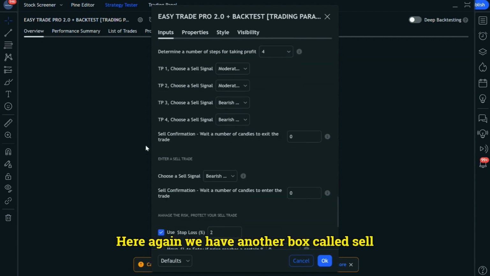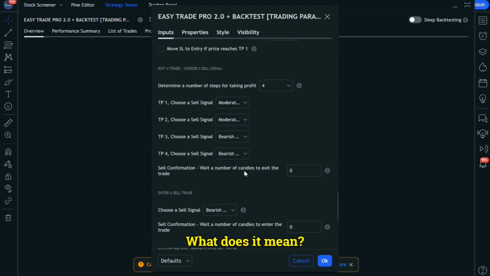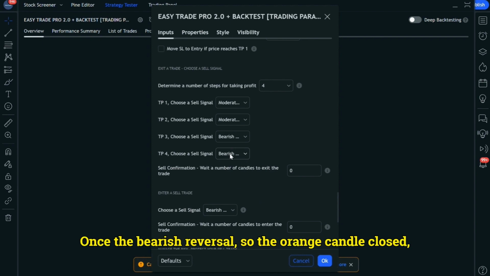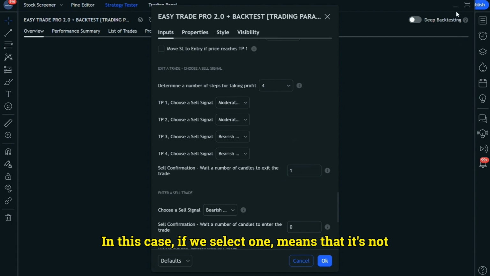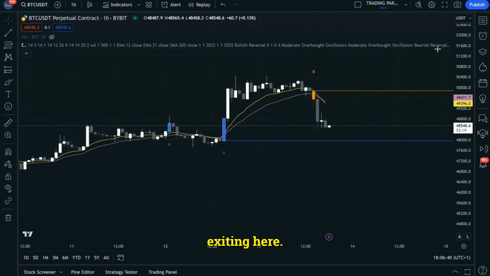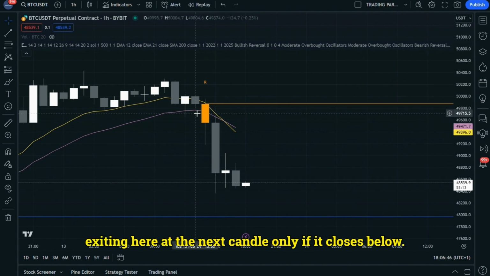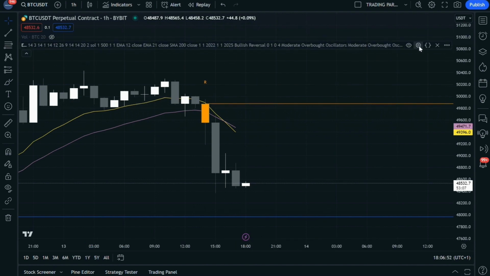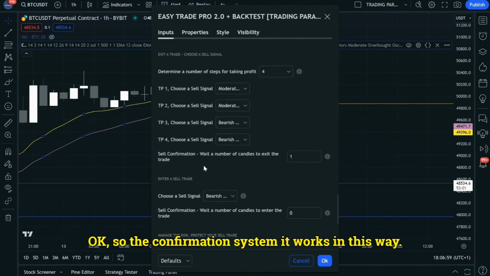Here again we have another box called sell confirmation. The sell confirmation works only on the bearish reversal. What does it mean? It means that instead of exiting the trade once the bearish reversal, the orange candle, is closed, we're going to wait and see what the next candle does. If we select 1, it is not exiting here at the close of the orange candle, but the system is exiting at the next candle only if it closed below the line. So the confirmation system works in this way.